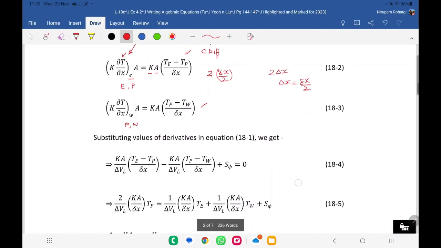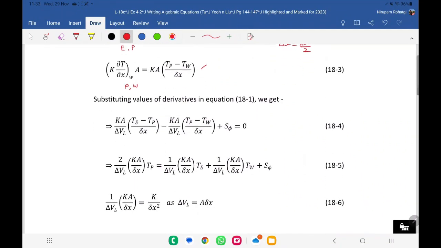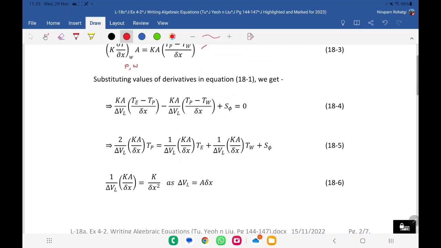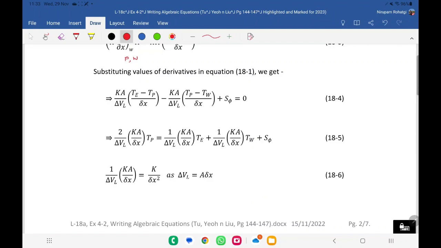Now you put the values here, and I will not go much into it. It is all mathematics. Finally, what we are doing is, TPs are collected on the left. You have 2 values for TP, one here, one here. And you have this TE and TW. So TE and TW are kept on the right side, S phi is kept on the right side, and TP is written on the left side. Okay, it's a simple rearrangement.